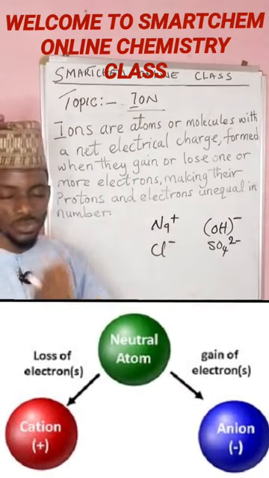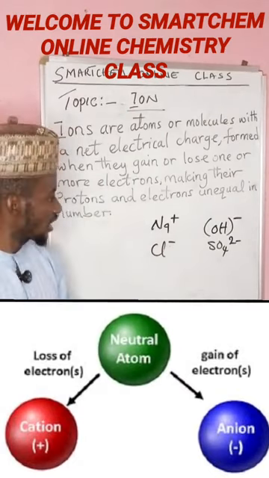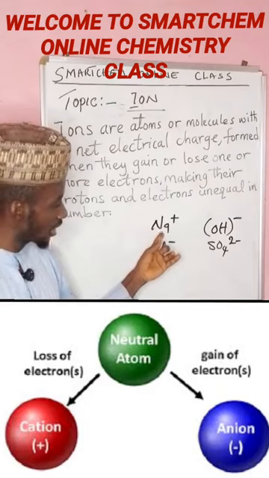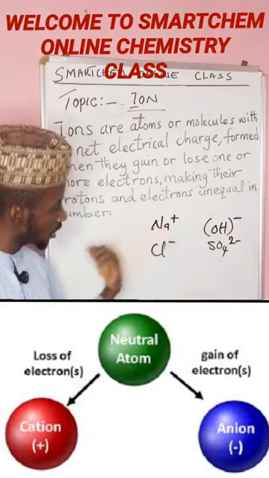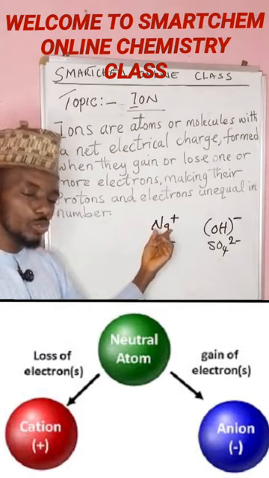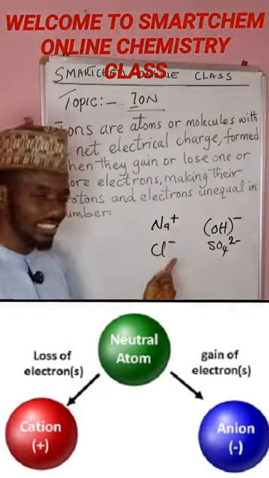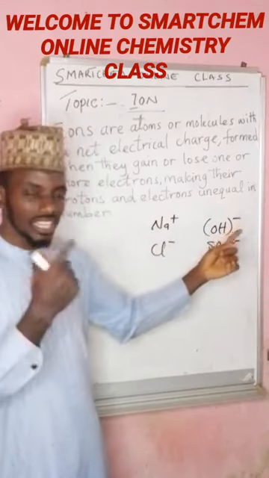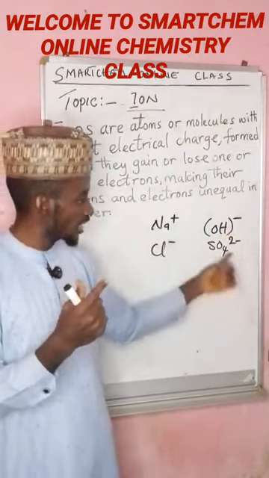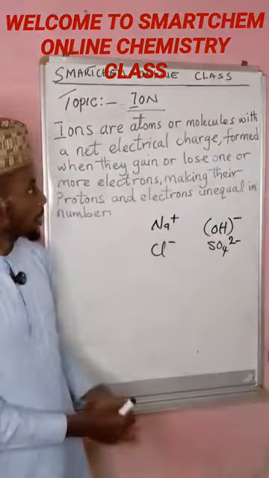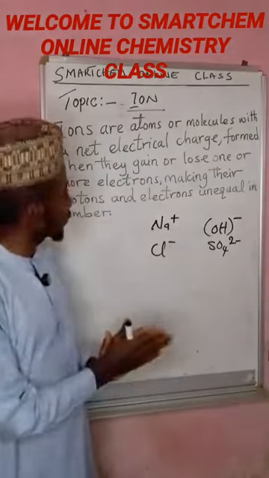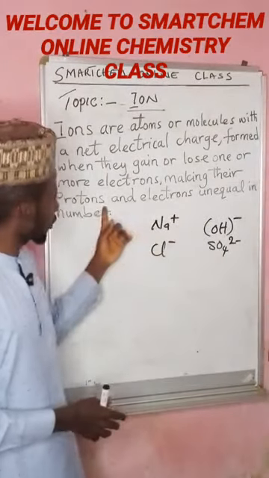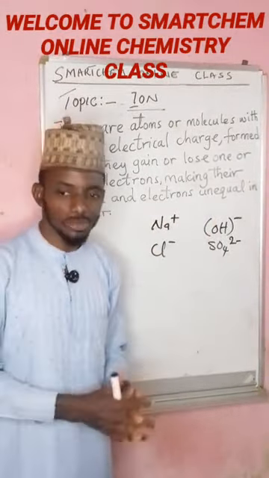This is how ions are formed. As for the case of sodium, as we can see here, it will lose 1 electron. For the chlorine, it gains 1 electron. This one has an increase of 1 electron, and this one an increase of 2 electrons. So this is how ions are formed, making their protons and electrons unequal in number.